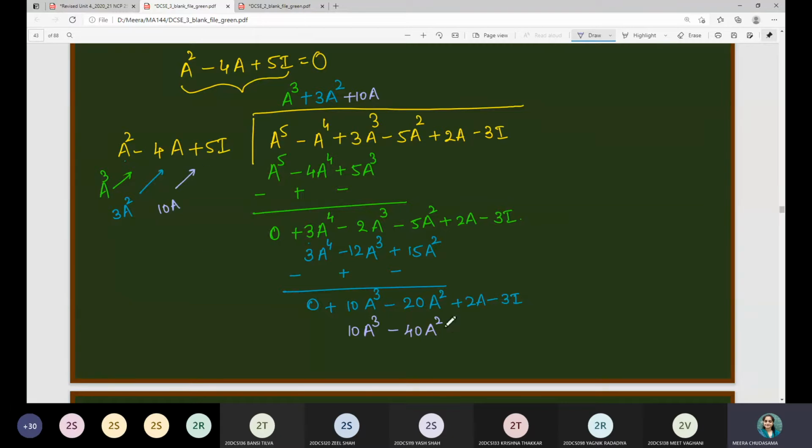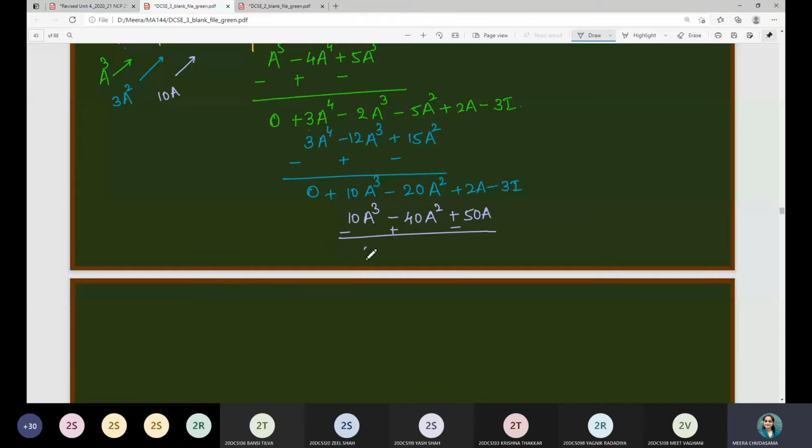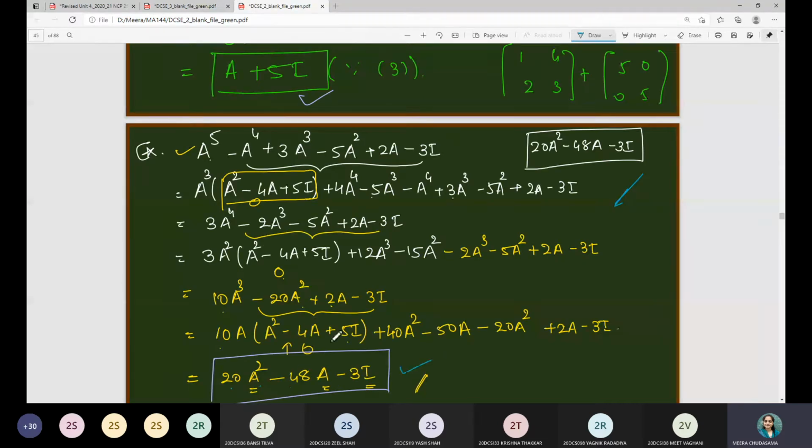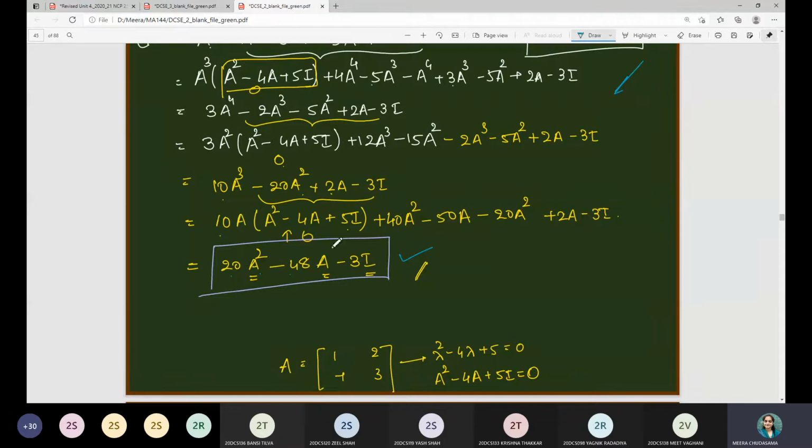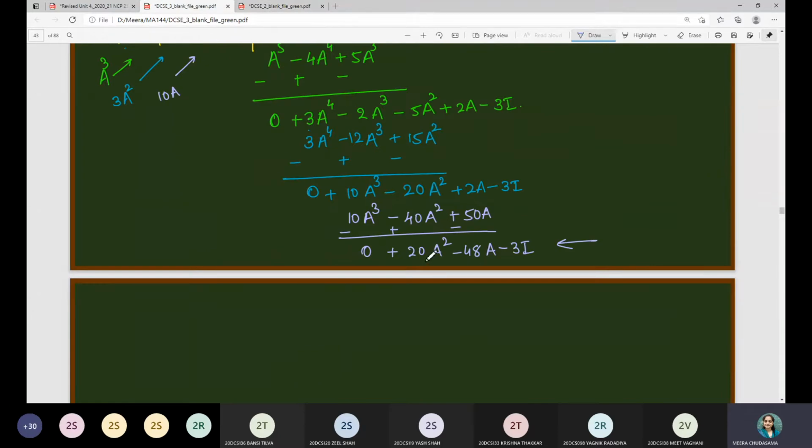10 into 5, 50, i into a is a, so 50a, and let us consider now opposite signs and then the operation. So here it will be 0, for plus 40 minus 20, so it will be plus 20a square, minus 50 plus 2, so minus 48a minus 3i. So you can see that the remainder term is exactly same as the term we have shown yesterday. That is, the simplified form is 20a square minus 48a minus 3i.